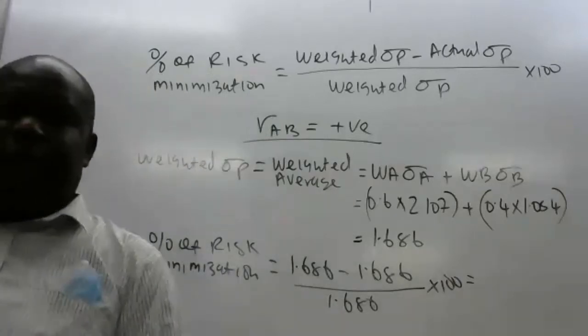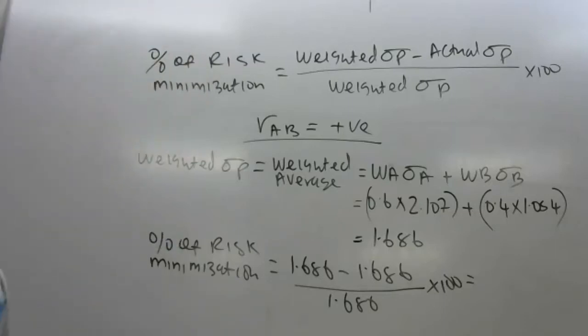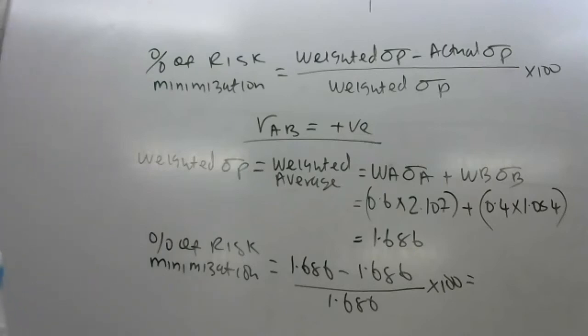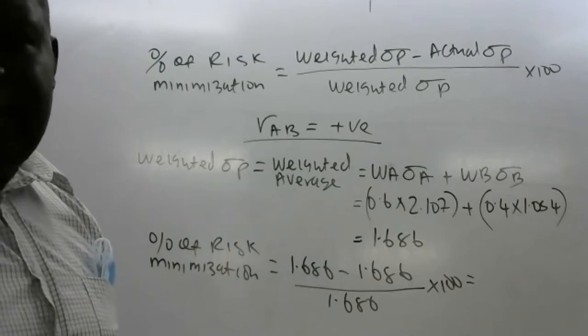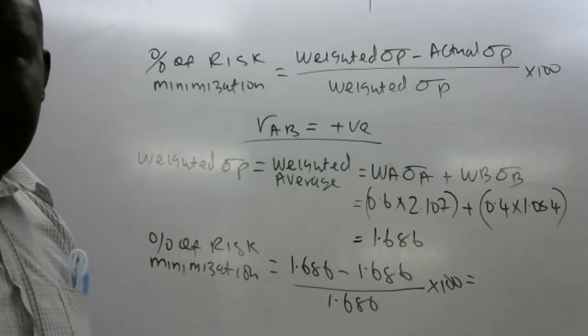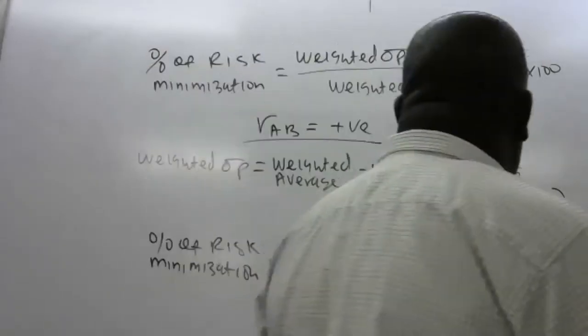And you will discover that when the correlation coefficient is positive 1, there will be no risk minimization. But if it was negative 1, we could have gotten 100%. But now it is 0%. When you compute, it is giving us 0%.